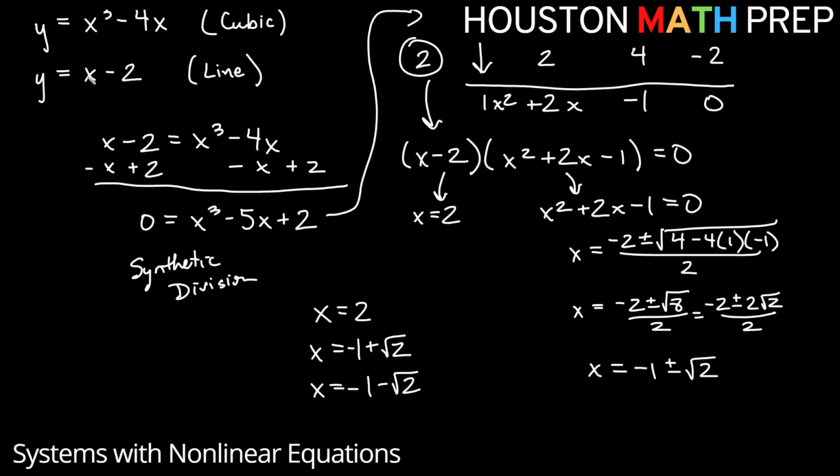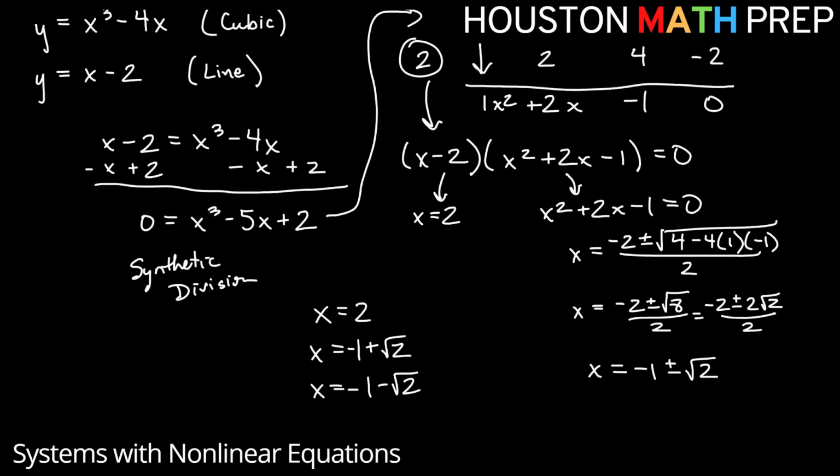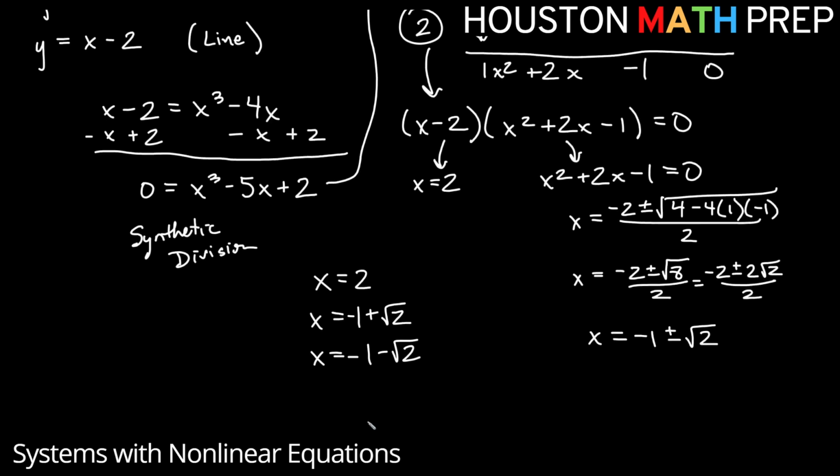Let's go ahead and do that. We'll plug that into x minus 2. So if I take my x equals 2 and plug that in there, of course, that's going to give me 2 minus 2, and that will give me that y equals 0. If I take this one and plug it into y equals x minus 2, well, then y is equal to negative 1 plus root 2 minus 2. Of course, these things can go together. That would mean that y is equal to negative 3 plus root 2.